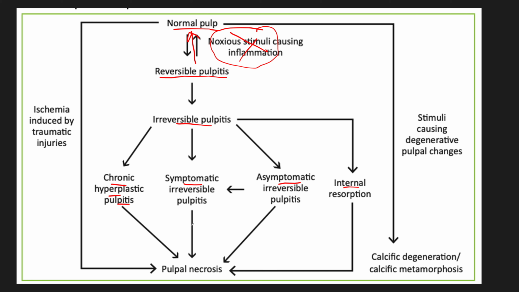And all of them lead to pulpal necrosis. Pulpal necrosis can also be caused by ischemia induced by trauma and other stimuli causing degenerative pulpal changes. We also have calcific degeneration or calcific metamorphosis, which is denoted by pulp stones in the pulp canal.